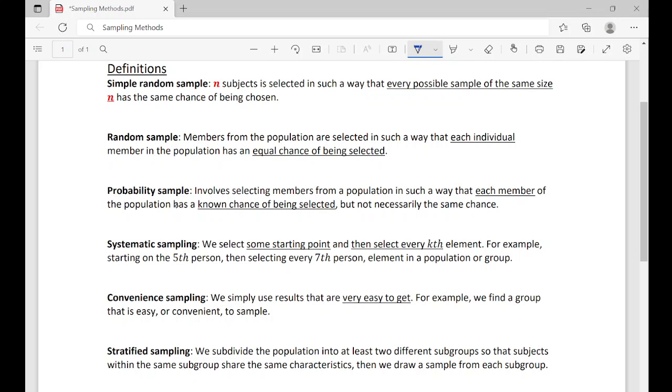Next is a probability sample, and this involves selecting members from a population in such a way that each member of the population has a known chance of being selected. However, it doesn't necessarily mean they have the exact same chance. So we know the chance of being selected, but we have to keep in mind that it's not necessarily all the same chance. It's not all necessarily equal.